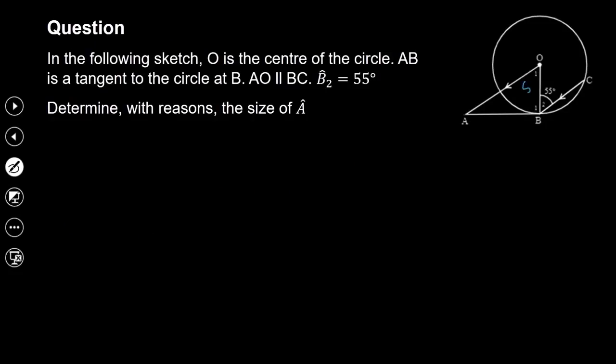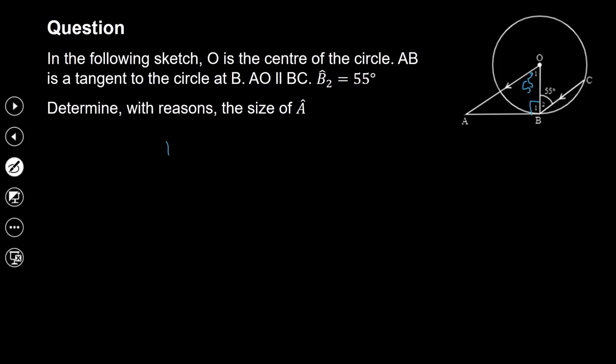Remember, I did say that this is 55 degrees. Since that is 55 degrees and this is 90 degrees, I need to first say how those two angles that I've included on my diagram came about. And then I can solve for A.